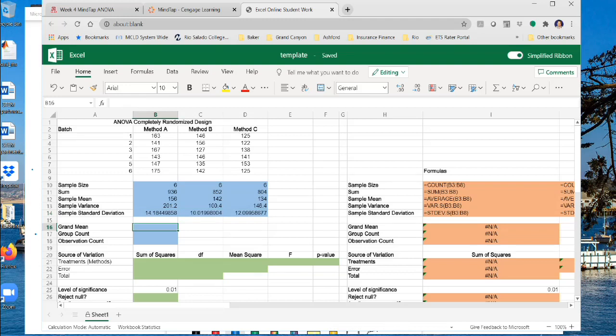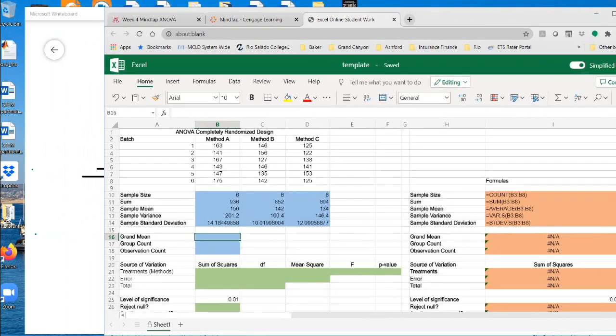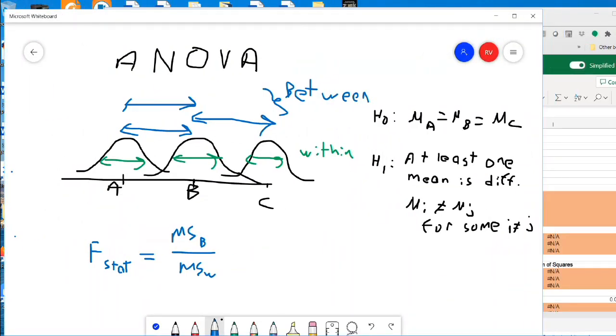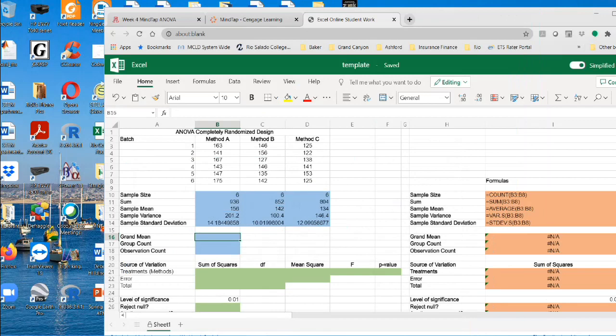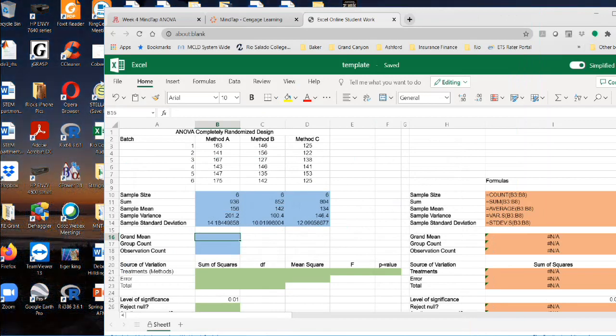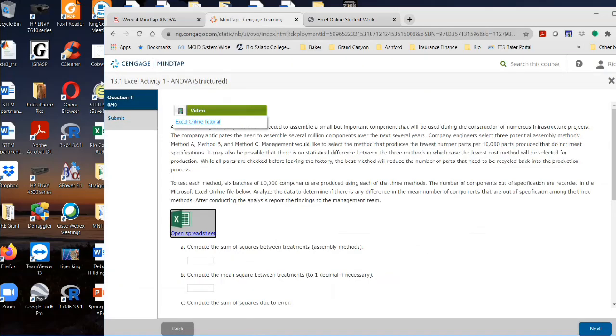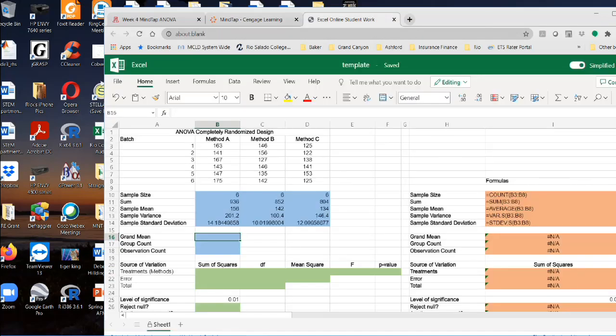Okay, now I need to go in and figure out the grand mean, the group count, and the observation count. Now, this is where I would suggest that you actually have to look up these formulas for the grand mean, and then look up how you use the grand mean, the group count, and the observation count to compute these sums of squares. And again, you only need the first two because then you can add them to get the third, which is the total. So what I would do is go back and forth between the video where they'll walk you through exactly what those formulas are, and then type them into your Excel worksheet over here.